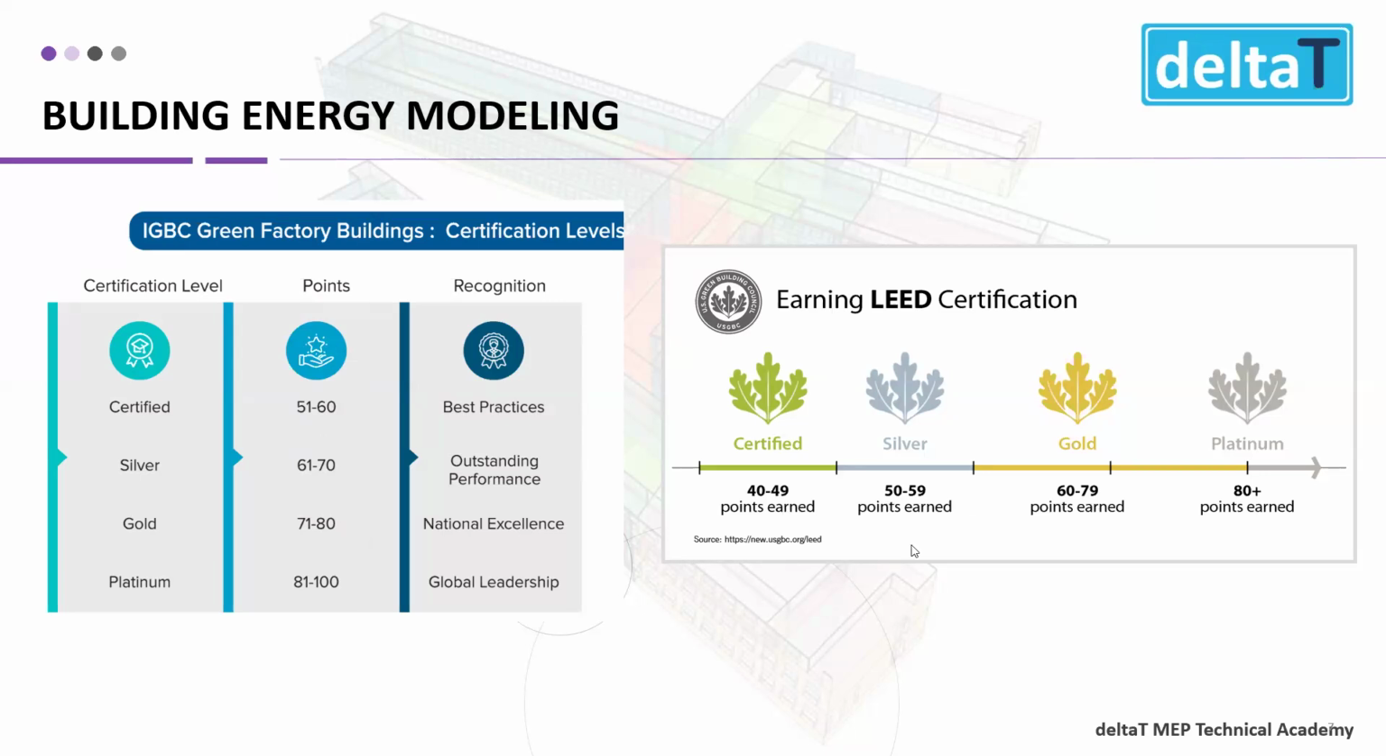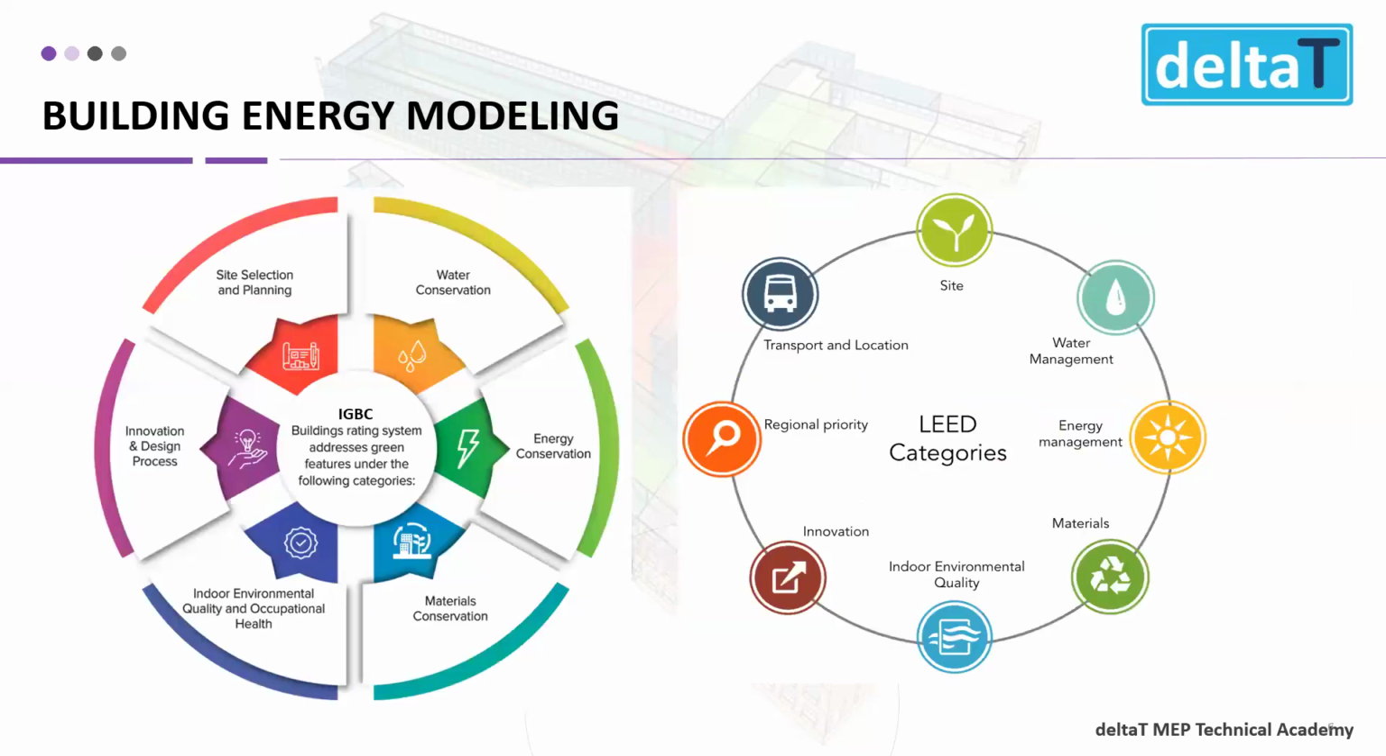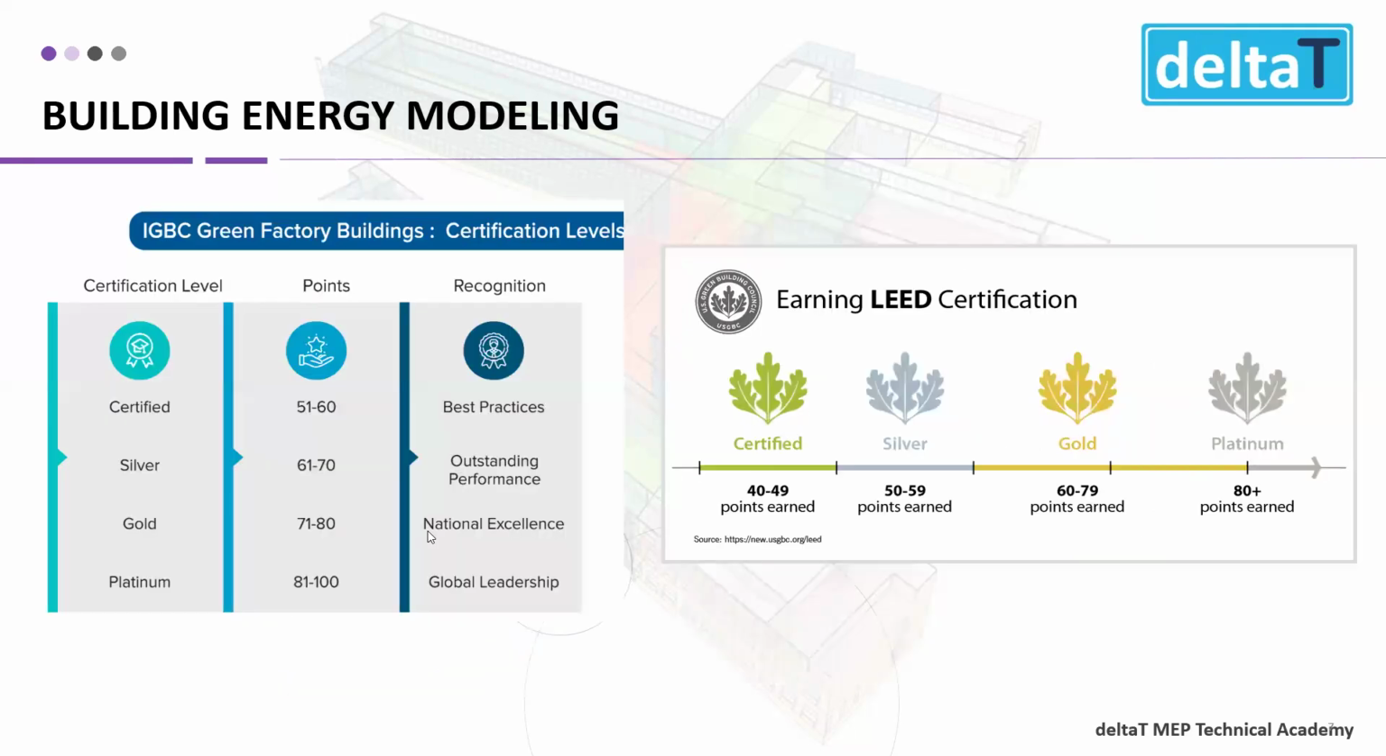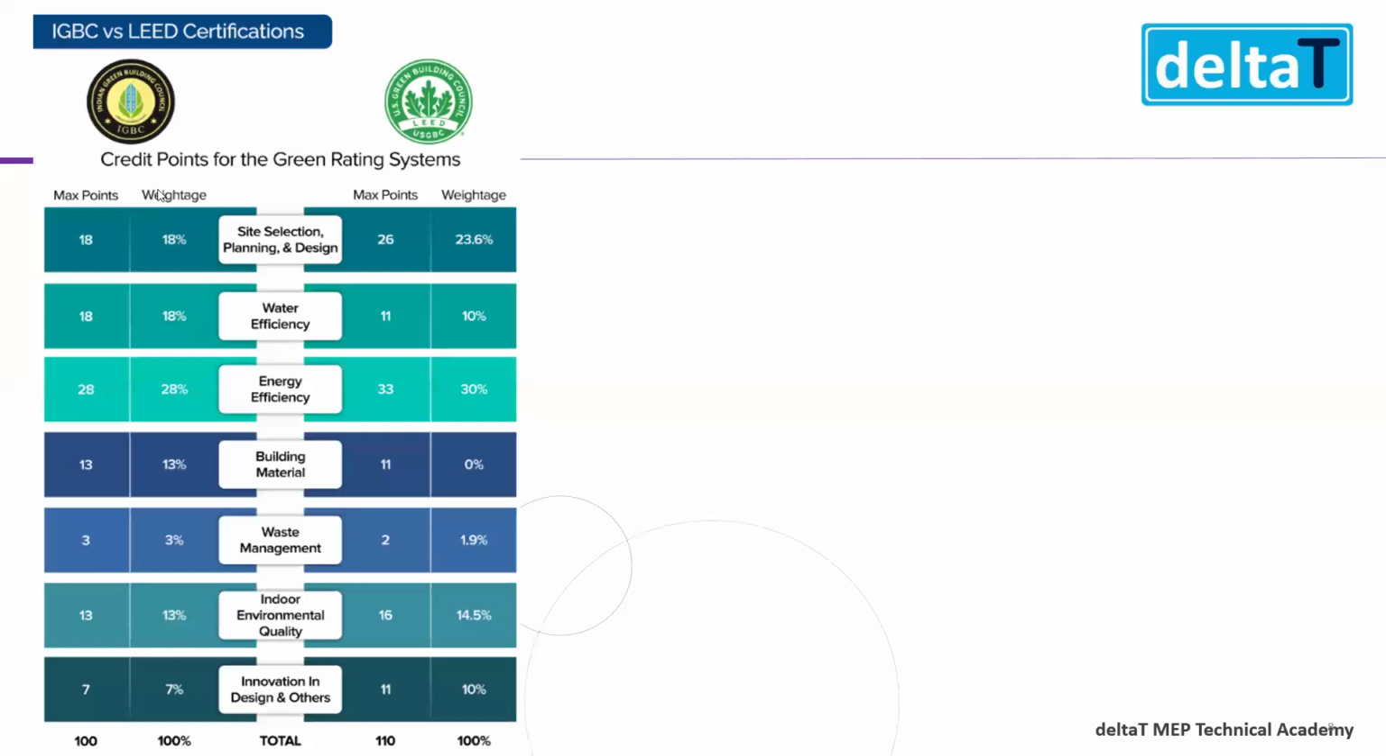So how do we get these points? Just now I explained these categories, and each category has certain points. You can see here the credit points for the green building rating system. This is for IGBC and this is for USGBC. For IGBC, for example, site selection, planning and design has a maximum of 18 points, water efficiency 18 points, energy efficiency 28 points. Similarly we have different points in other categories.